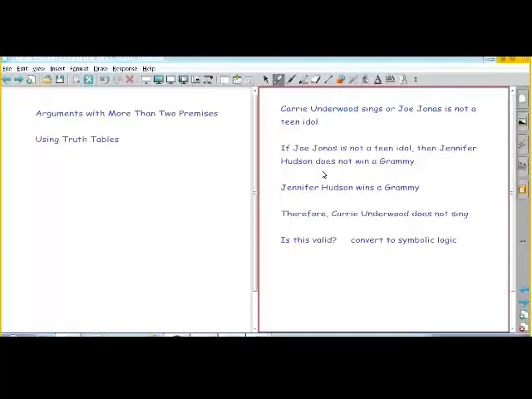The conclusion is that, therefore, Carrie Underwood does not sing. Is this a valid argument? So what we're going to do, just like we did on the previous one, is rewrite this in symbolic logic.